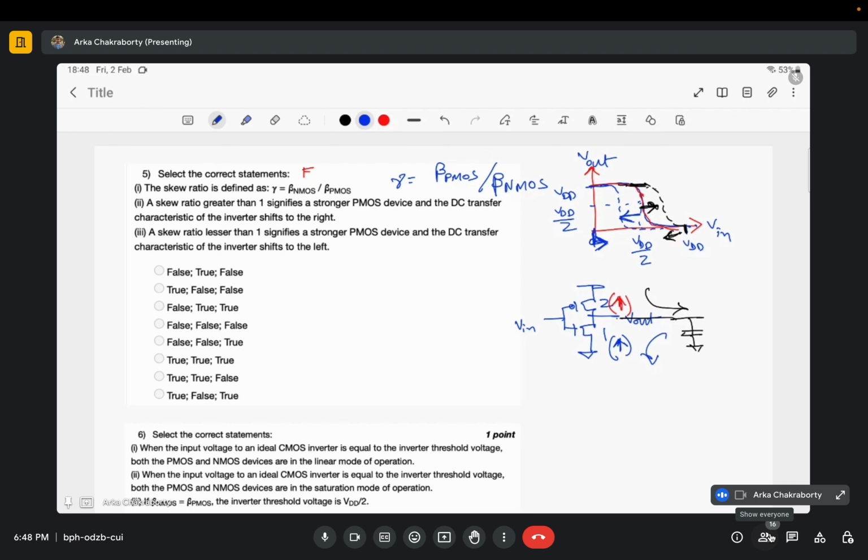The second point: a skew ratio greater than 1 signifies a stronger PMOS, and the DC transfer characteristic of the inverter shifts to the right. So if gamma is more than 1, that means the PMOS is much stronger, and the curve will move to the right hand side. So it's true.